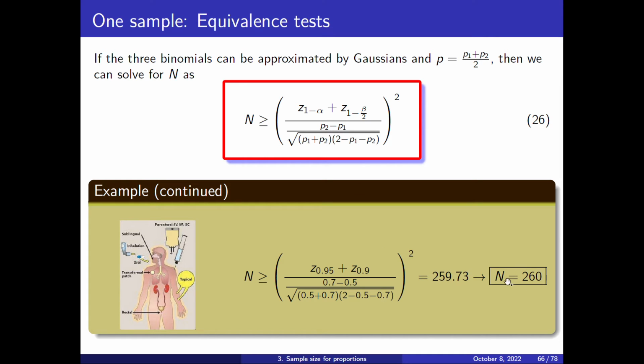So we need 260 individuals to show that the effectivity of one of the routes is the same as the effectivity of the other route. And remember always that showing that something is equivalent normally requires many more samples than showing that something is different.